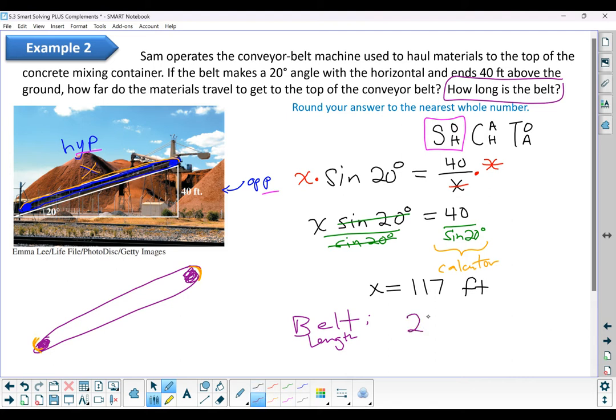So if we double that or multiply it by 2, that's 234 feet. So the material travels 117 feet and the belt length is 234 feet.